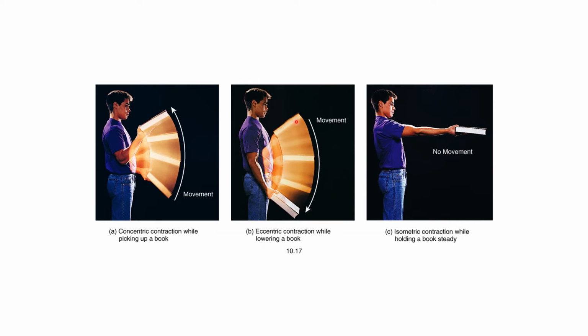Here a person who was holding the book is now putting it on the table, so it is going down. The muscles are applying the same force that was holding the weight, but they are getting longer, so it is called eccentric, going away from the center.